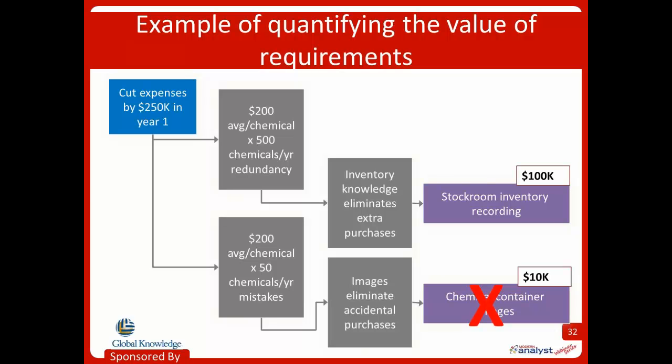Oh, one more point I want to make about this. The numbers that you see in here, like the $200 average per chemical or the 500, generally speaking, you probably have the data, or you can make pretty good assumptions about what those numbers are in your organization. If you don't have the data and you are making an assumption, write it down. That's important to track, because if you ever find more data that tells you that assumption was wrong, then you can go back and see what the impact was and make some shifts accordingly.